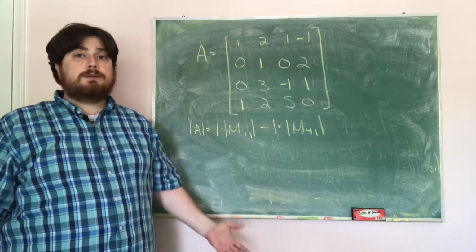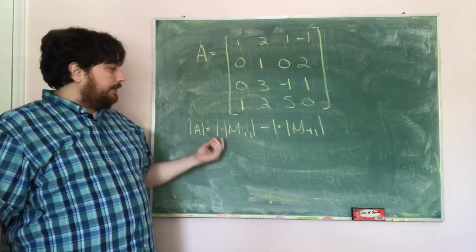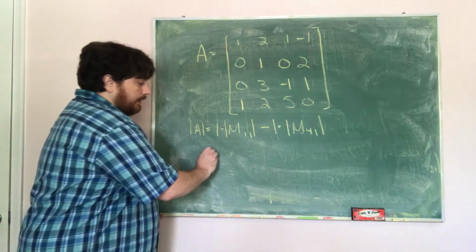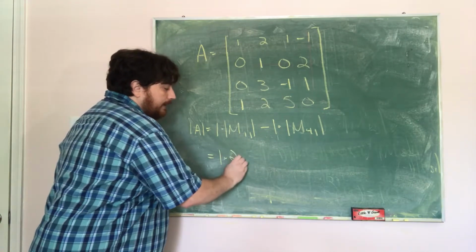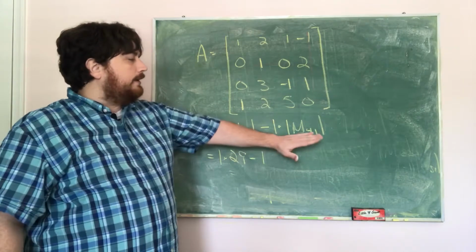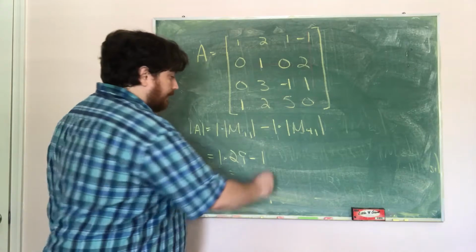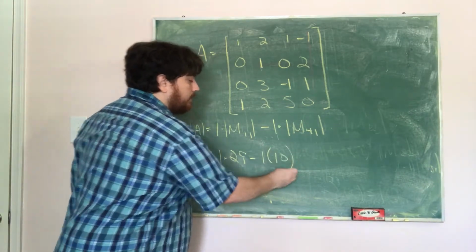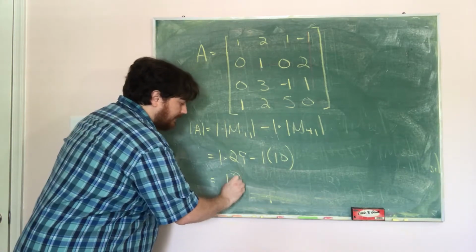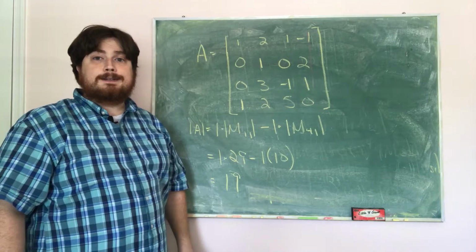Alright, now we can go back to finding the determinant of our original matrix. And what we had found was that the determinant of A was 1 times the determinant of M sub 1,1. Now, we found that that was going to be 29. So I'll get 1 times 29 minus 1 times the determinant of M sub 4,1. And now we had gone off to the side and found that was going to be 10. So what we'll end up with is 29 minus 10 is 19. Therefore, the determinant of A is exactly 19.